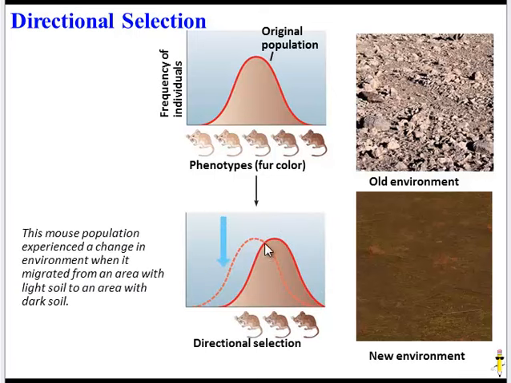Well, here's what's going to happen to our population over time. Over time, the phenotype is going to shift. Whereas most of the mice used to have the intermediate phenotype, over time, most of the mice now have one of the extreme phenotypes. In this case, a darker color that makes them adapted to the new, darker colored environment. And this is directional selection because the phenotype moves in one direction or another.